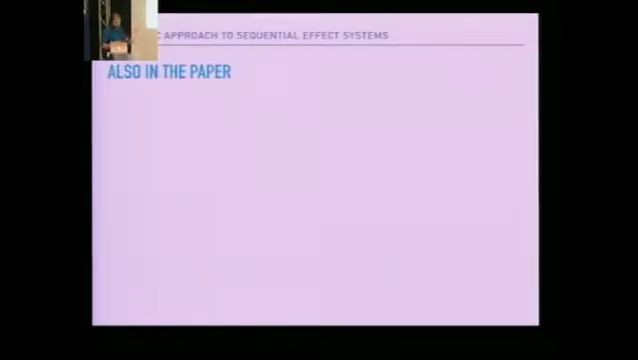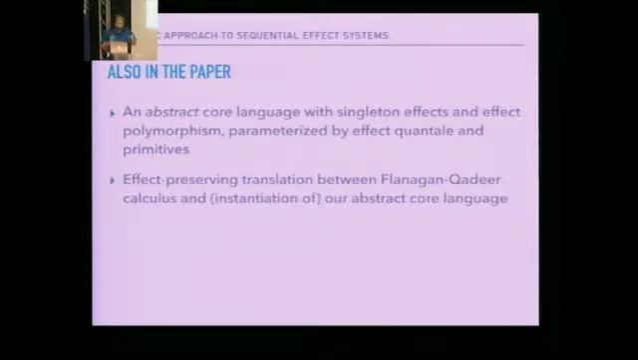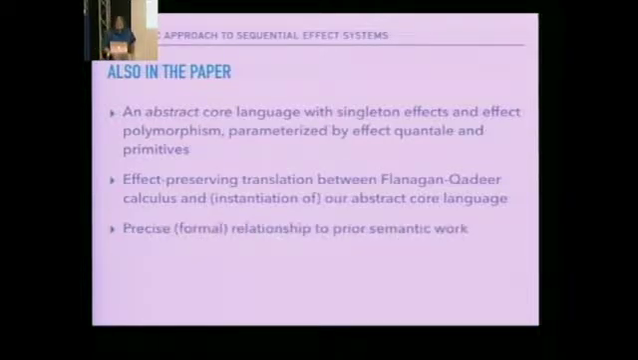The paper has a few more things, including an abstract core language with singleton effects and effect polymorphism, parameterized by an effect quantale, primitives, and a couple relationships between them. So we know these things are actually compatible with polymorphic effects, singleton effects. To make sure that I'm really capturing at least one system, we have an effect-preserving translation between Flanagan and Kadir's simpler atomicity checking calculus and an instantiation of our core language with the appropriate primitives.